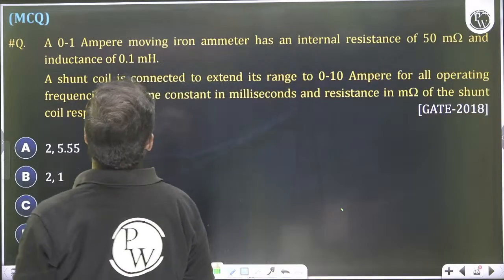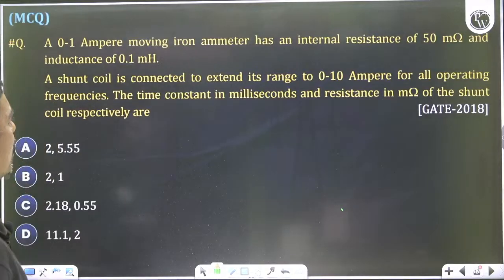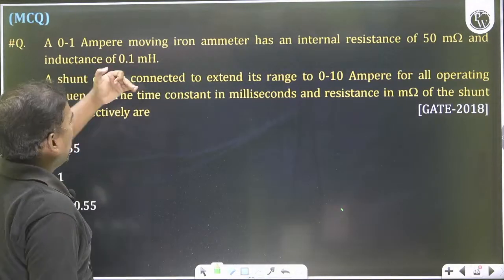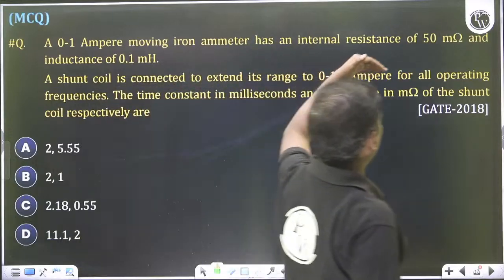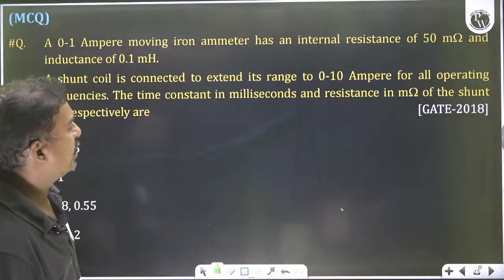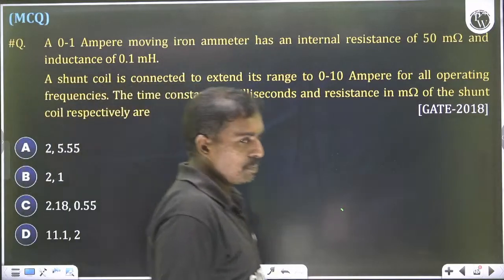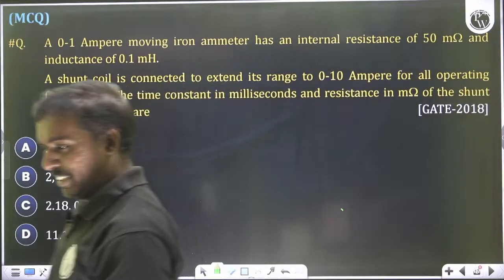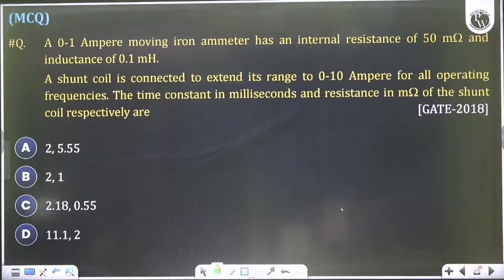A 0 to 1 ampere moving iron ammeter has an internal resistance of 50 milliohms and inductance of 0.1 millihenry. A shunt coil is connected to extend its range to 0 to 10 amperes for all operating frequencies. The time constant in milliseconds and resistance in milliohms of the shunt coil respectively are dash. So try to solve. I'm waiting for the response.